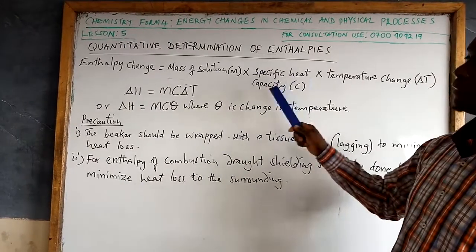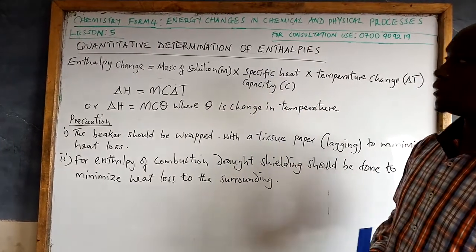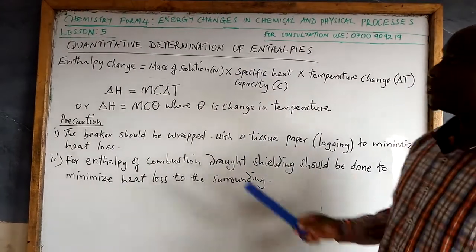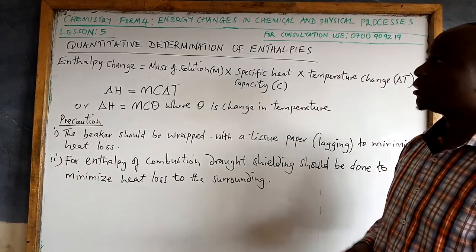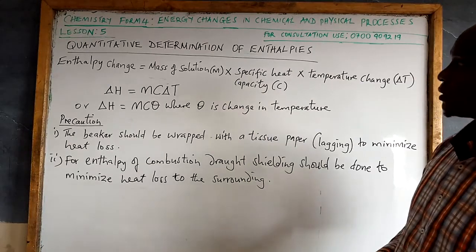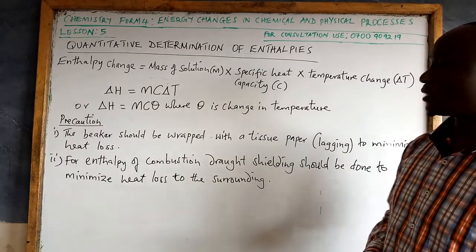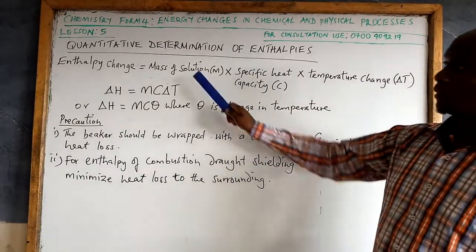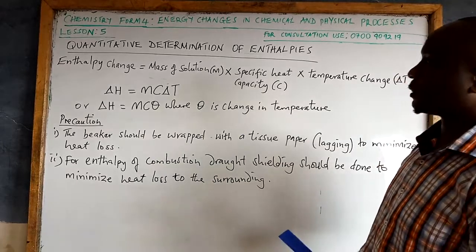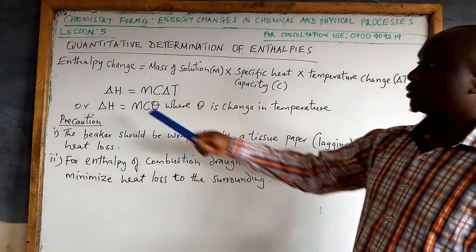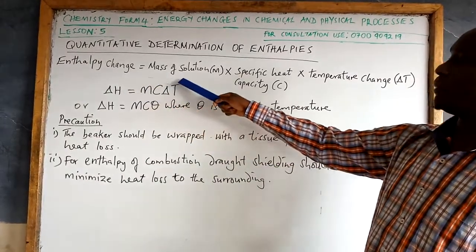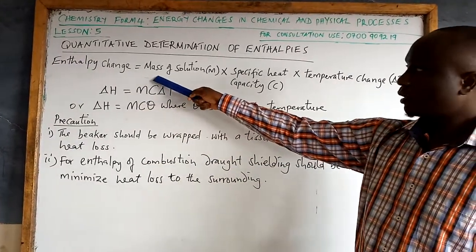So quantitative, we are going to have quite some calculations to do. Quantitative determination of enthalpies: how we determine enthalpies empirically or through experiments. First, there is a formula that we use for calculation of enthalpies. The enthalpy change is determined by this expression.